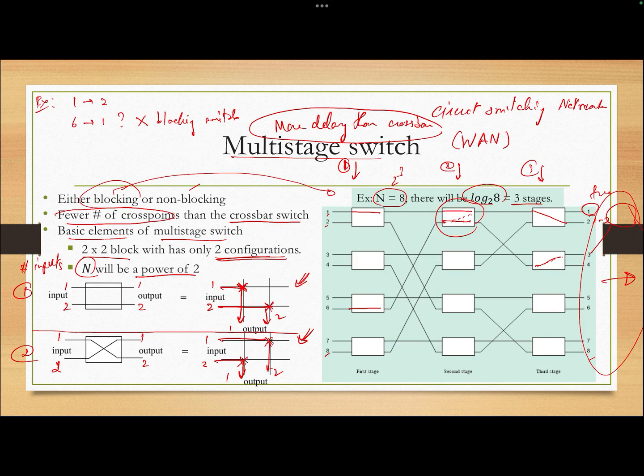The number of blocks in each stage here is 4. The number of stages is 3, and the number of crosspoints in each block is 4 possible crosspoints, depending on how you connect. So in this case, you have 48 crosspoints. This is the n equal to 8 example here. With n equal to 8, you have 48 crosspoints.